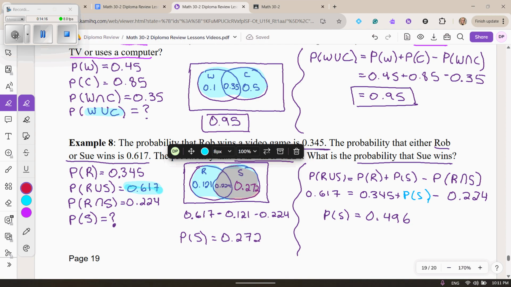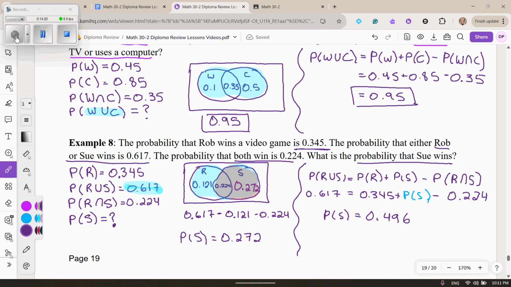So I need to take that 0.272 and I need to add 0.224, and then I will get the answer. So 0.272 plus 0.224 is 0.496.